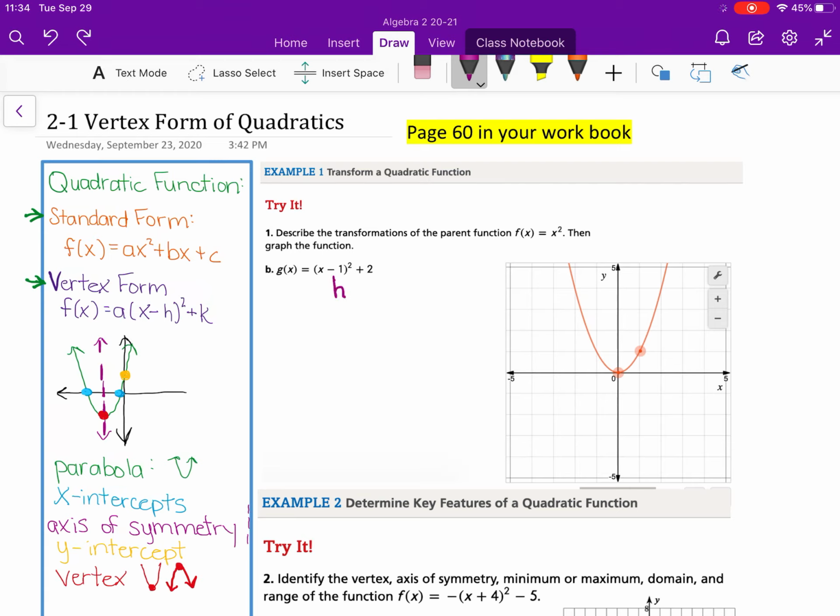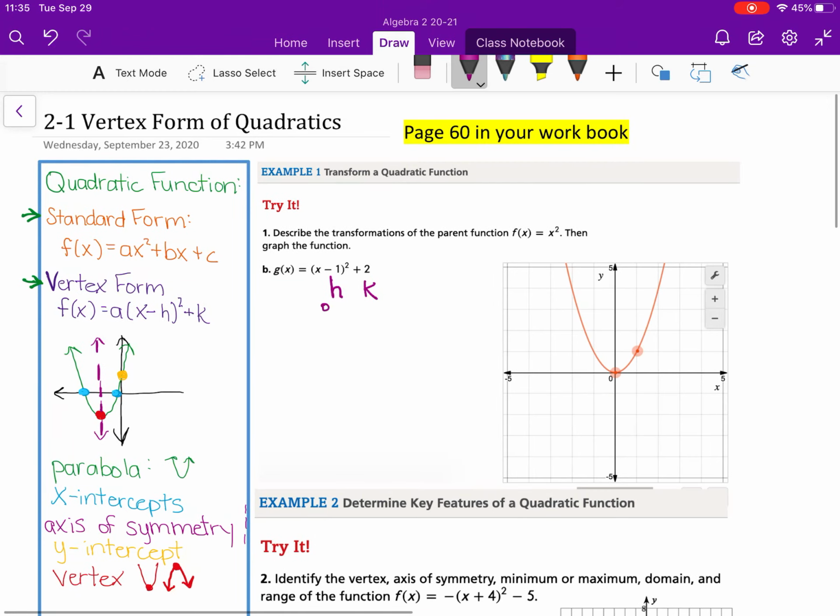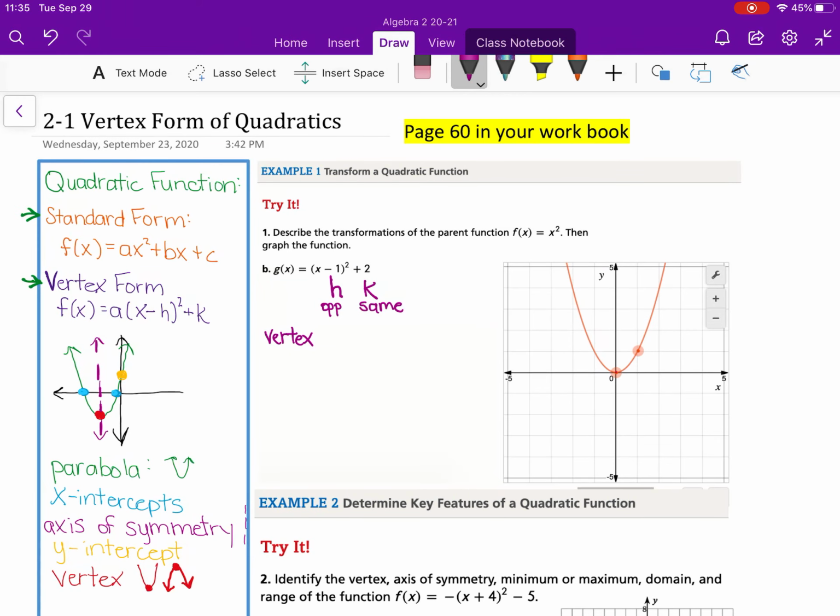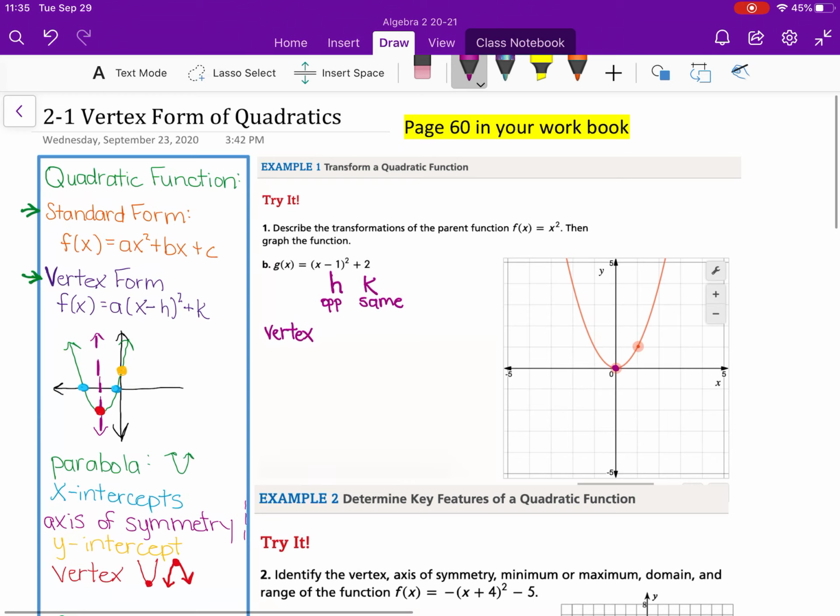All we need to know is the h, which is the number inside the parenthesis, and the k, which is the number on the outside. And it's always the opposite for h and the same for k. And this is going to be our new vertex. Notice that if it's real plain, it starts at 0, 0 because there's nothing inside and nothing outside. So it starts at 0, 0.